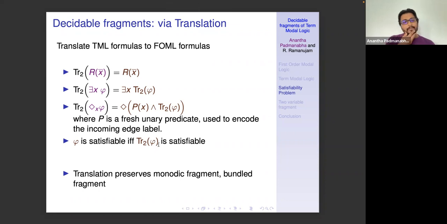Now note that if you start with a bundled term modal logic formula, or the bundled TML formula, what we get is a correspondingly bundled or monodic FOML formula, right? So which would mean that as a corollary of the decidable fragments of FOML, the monodic fragment and the bundled fragment of term modal logic are decidable, right? So these are a couple of decidable fragments that we can have.